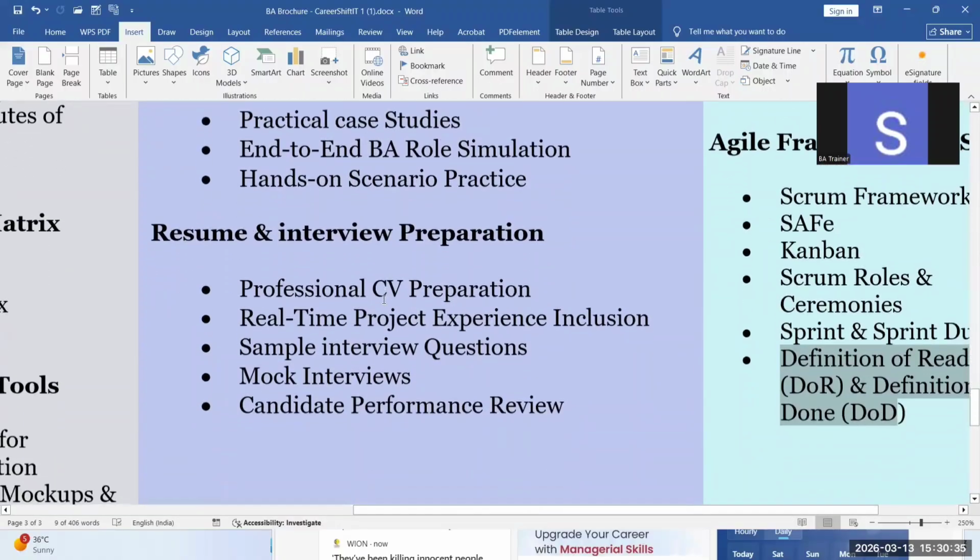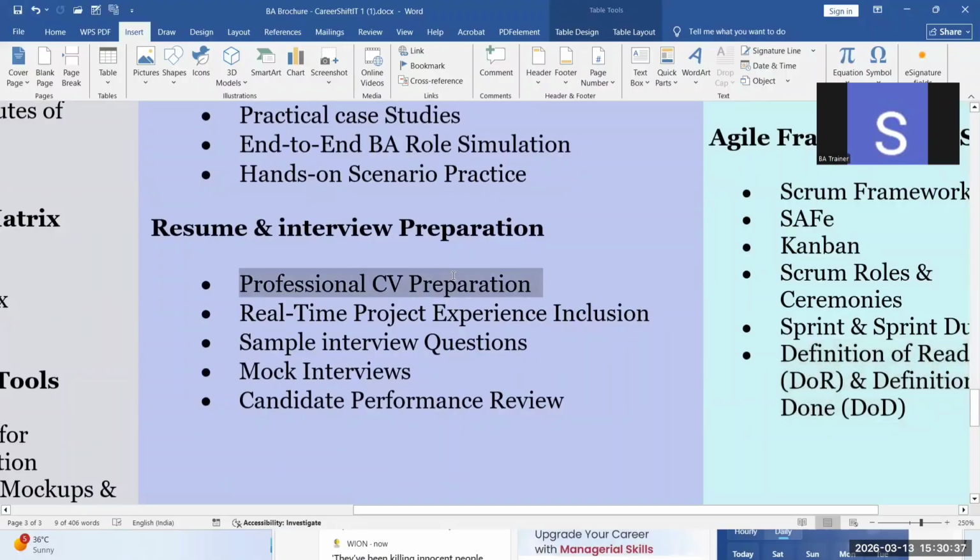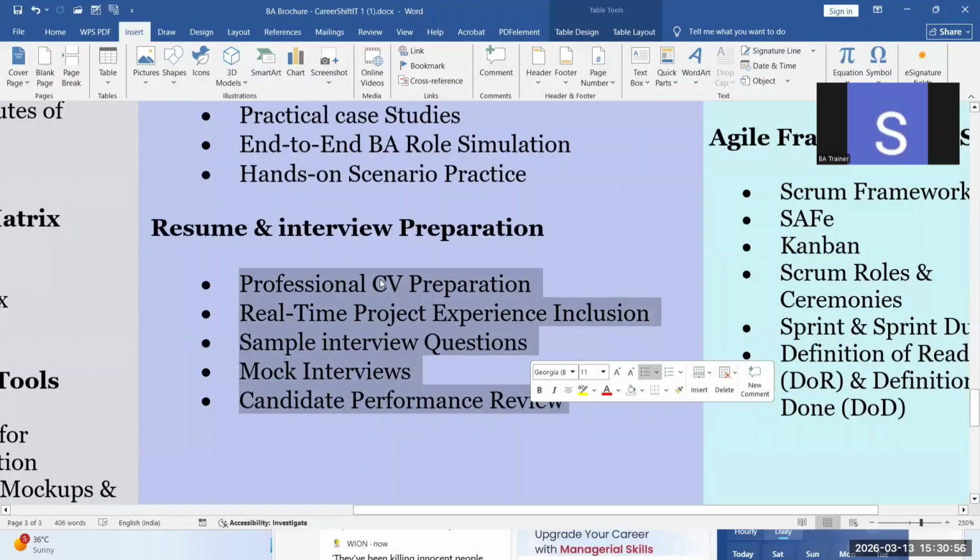Okay, and we are also going to have, at the end of this course, CV preparation, real-time project experience inclusion, sample interview questions, mock interviews, and candidate performance review. As a part of this 30 days course, we are also going to have job assistance support from our end, which includes all these 5 categories. So everything whatever I have explained right now is going to be practical.